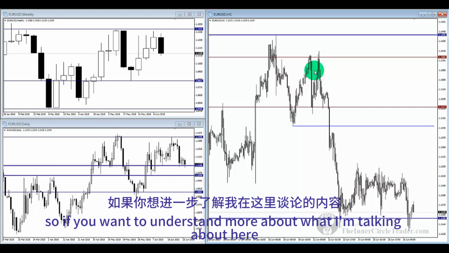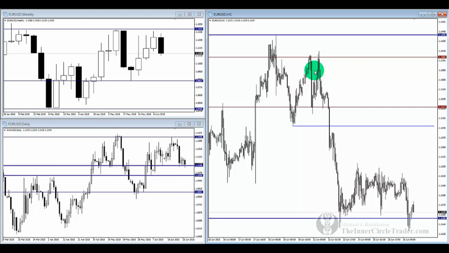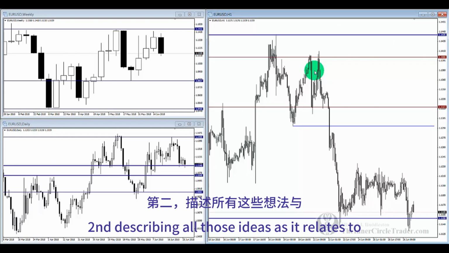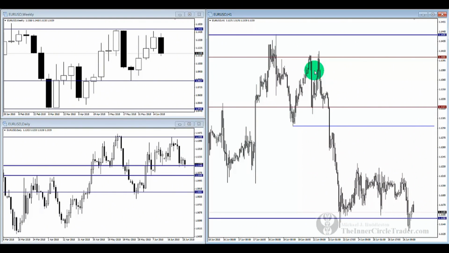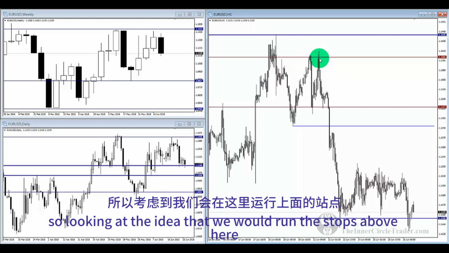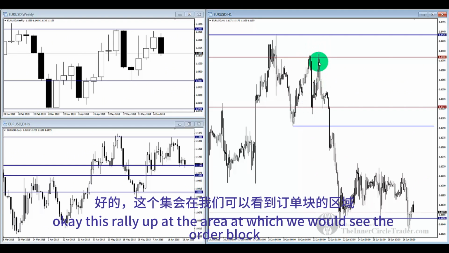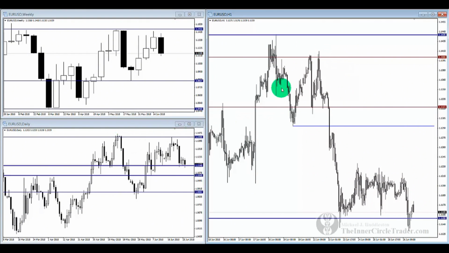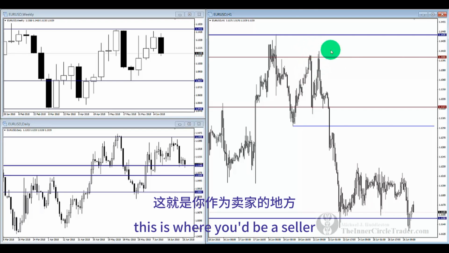If you want to understand more about what I'm talking about here, there's a video on June 22nd describing all of those ideas as it relates to the British pound and the fiber and euro pound and the dollar. So looking at the idea that we would run the stops above here, this rally up at the area at which we would see the order block, which is the opening price on this candle here. Once it runs up and takes out those stops, this is where you'd be a seller.